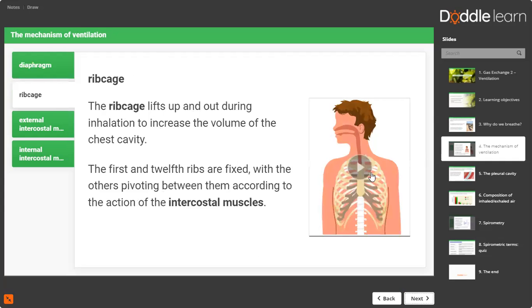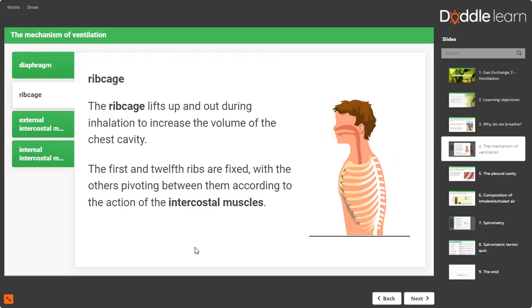We also have our rib cage, and our rib cage does a lot more than just protect our internal organs. Our rib cage lifts up and out during inhalation, and this allows us to increase the volume of our chest cavity, because the rib cage is restrictive of how much airflow we could get in. So if we lift our ribs up and out during inhalation, we increase the volume of our chest cavity.